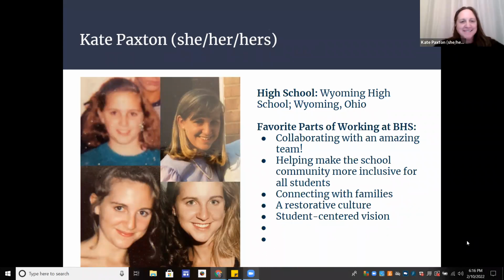I'm Kate Paxton, and the pictures that you see up span from me in 9th grade to me in 12th grade, and I think it highlights the range of ages and developmental levels that we see in high school. It's hard to believe that, to me, that was the same person. But all of the ranges of experiences I had in high school are represented there.